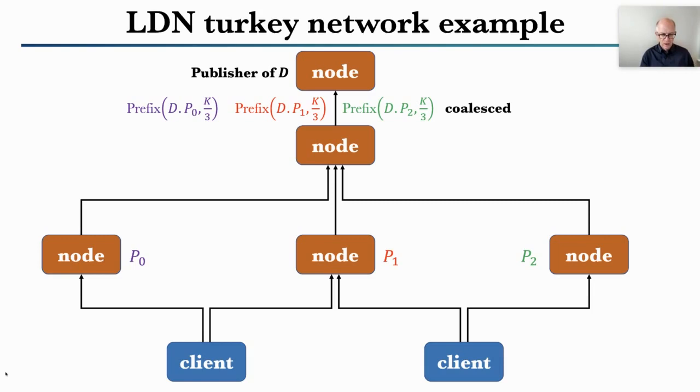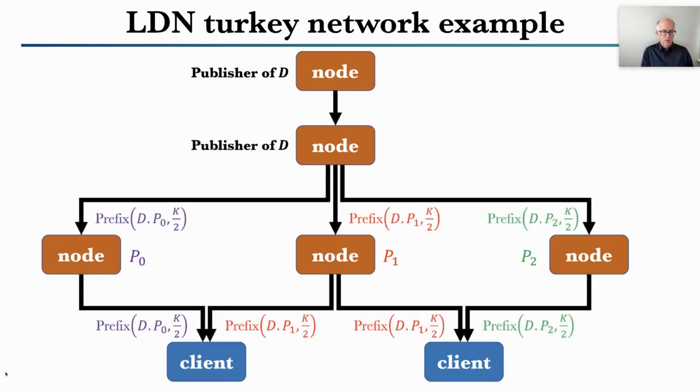So at the end of the day, it looks like this, where the clients at the bottom have enough packets to recover the original object D, and the middle nodes each have k/2 packets cached for D that they can use to provide responses to future client requests.